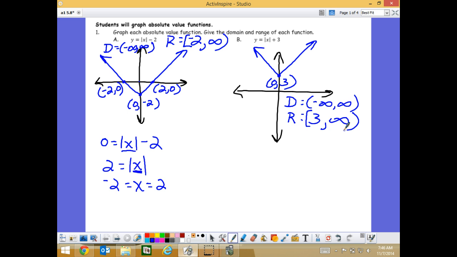So that's what adding and subtracting a number outside of that absolute value does to it. It moves it up or down depending upon whether you're adding or subtracting. In the next video, we're going to look at what adding or subtracting a number inside the absolute value of the x does.